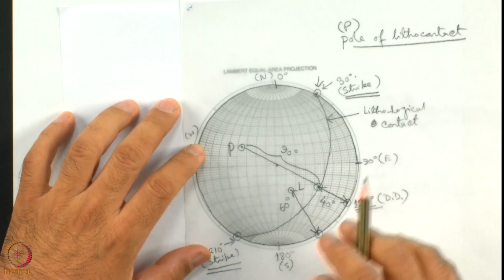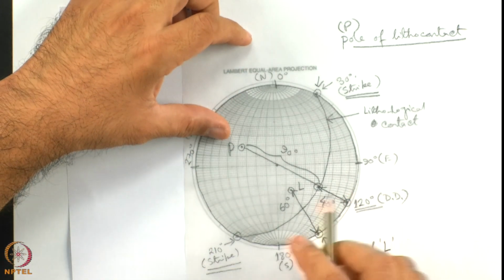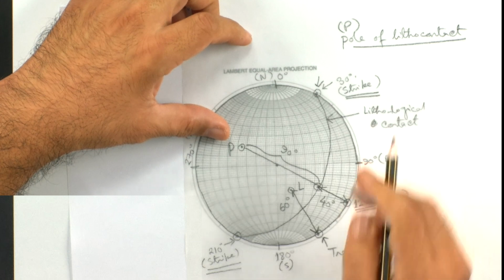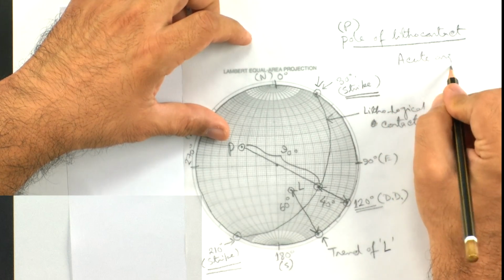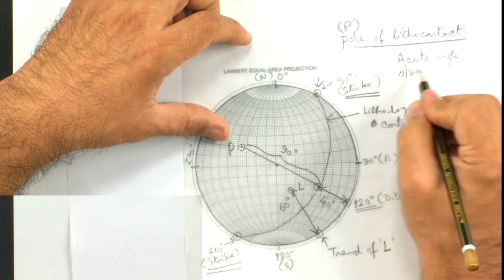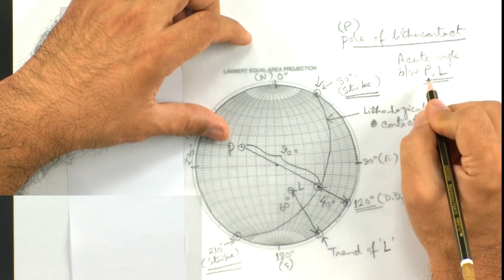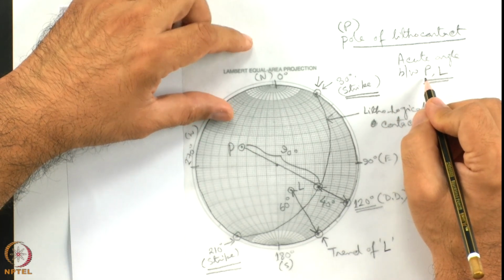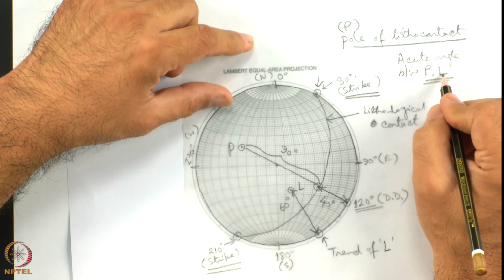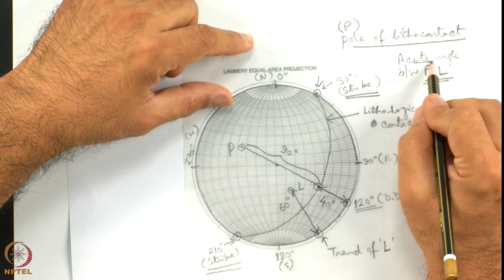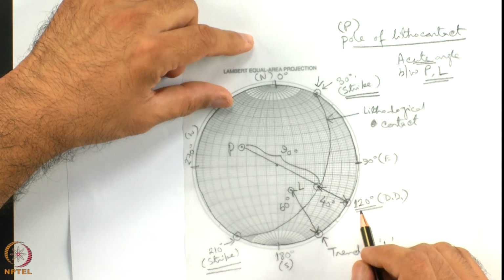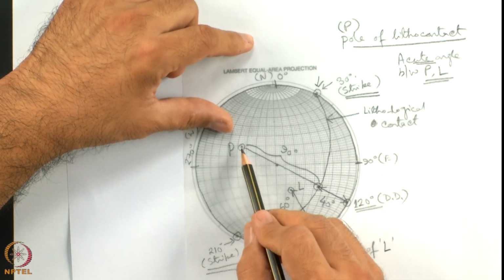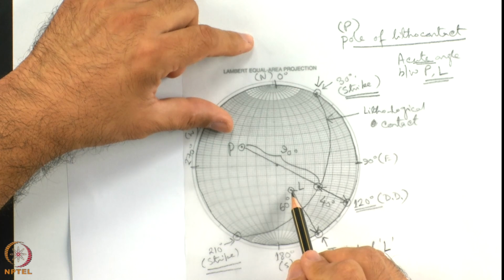Next we need to find out the acute angle between the pole and the line. Pole is a line which is perpendicular to the plane, and the line is there. Their acute angle we need to find out. I will explain later why these steps were required. To find out the acute angle between P and L, I have to draw a great circle passing through P and L first of all.